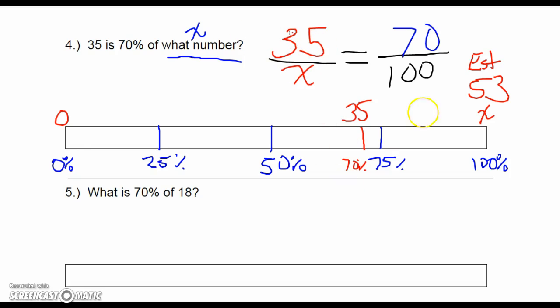Now I can solve. 35 times 100 has to be equal to 70 times x. I can use cross products and solve, or I can just see that 35 times 2 is 70, so x times 2 is 100. The only number that could be in place of x is 50. So x is 50. My estimate here was pretty close. Not right on, but it was pretty close. X is 50.